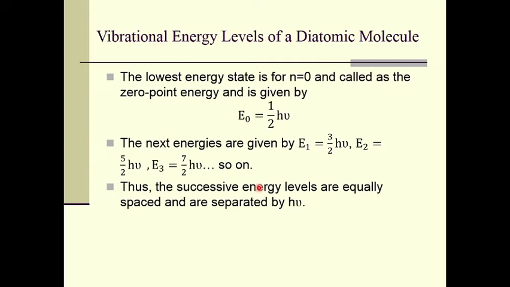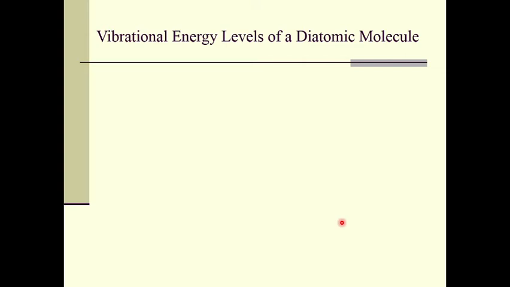And again we can say the successive energy levels are equally spaced and are separated by h nu. If we subtract E2 minus E1, we get h nu. Again, if we subtract E3 minus E2, we get h nu. Again, E1 minus E0 gives h nu. That means the successive energy levels are equally spaced and separated by h nu, which we will see in this diagram.